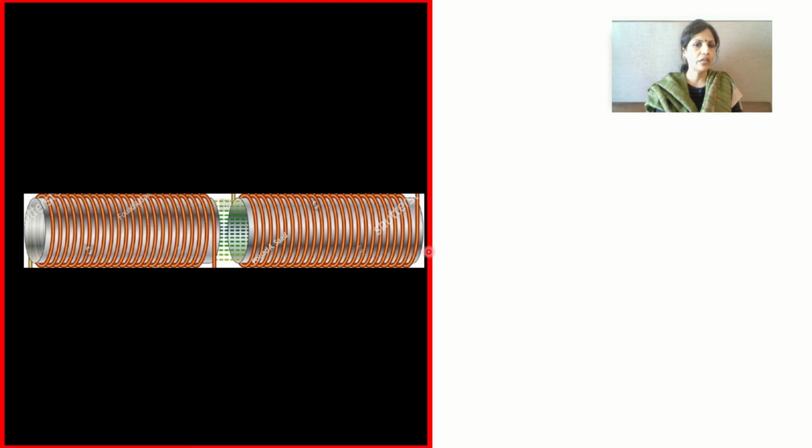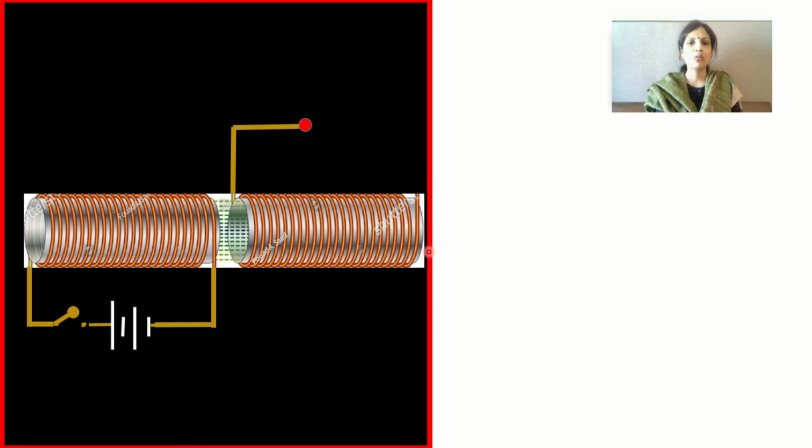We have taken two coils of copper. To one coil we will attach a plug key and a battery, and we will complete the circuit. The second coil is not attached to the first coil, but is just placed near the first coil. The first coil is a current carrying coil because we have attached a battery there. To the second coil we will just attach a galvanometer.